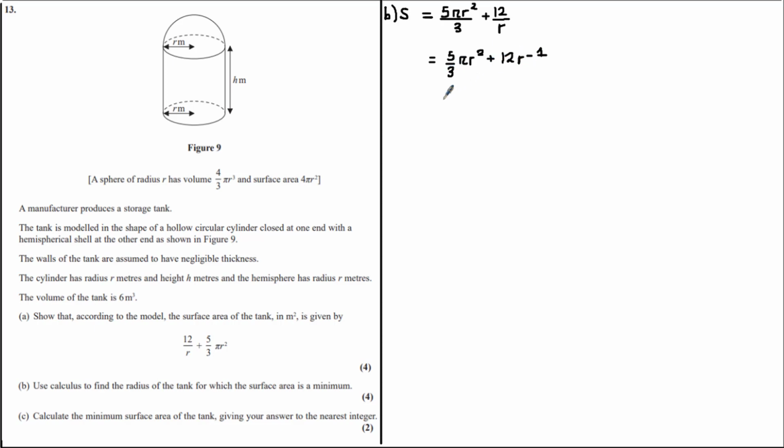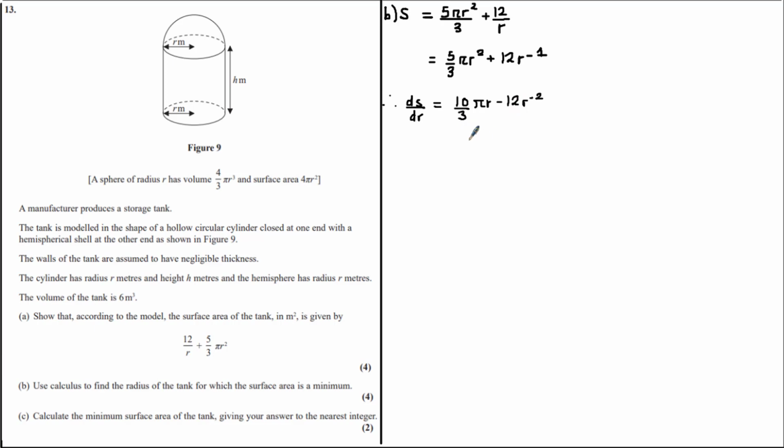And therefore, the derivative of S with respect to r is going to be equal to, differentiating this part, we get 2 multiplied by 5 over 3, which is 10 over 3, and we subtract 1 from the power, so we get 10 over 3 times pi r. And here we need to do the power, minus 1, multiplied by 12, and then subtract 1 from the power to get minus 12 r to the negative 2. So in order to get that value for r for which the surface area is minimum, we need to set this function equal to 0.